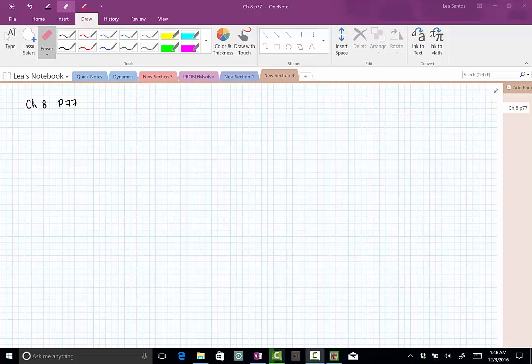This is problem 77, chapter 8 of Giancoli 6th edition. So we have a hollow cylinder, a hoop, that is rolling on a horizontal surface. If it's a hoop, the moment of inertia is given by the mass and the radius squared. Okay? And they give us the initial speed of the hoop. So it's moving on this horizontal surface until it reaches an incline. And we know also the angle of this incline.